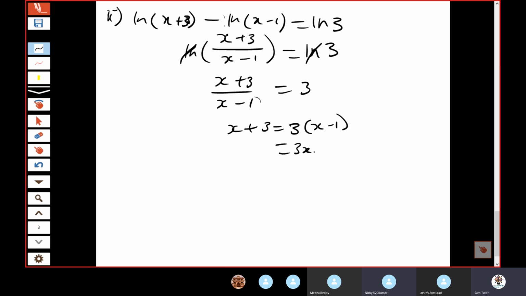Expand. Take the plus 3 over. I would have actually taken the minus 3 over to keep a positive x. It's better to keep positive x's than negative x's. So 3x minus x, and then 3 plus 3.